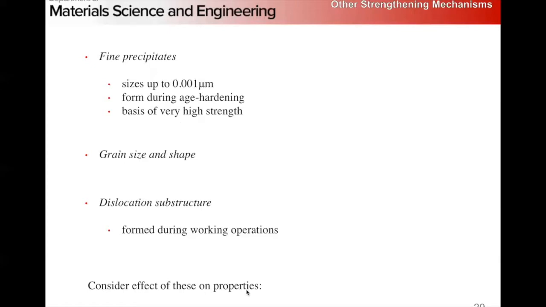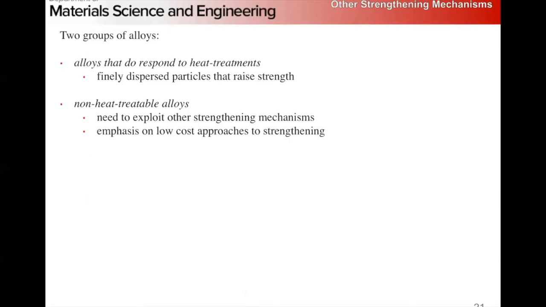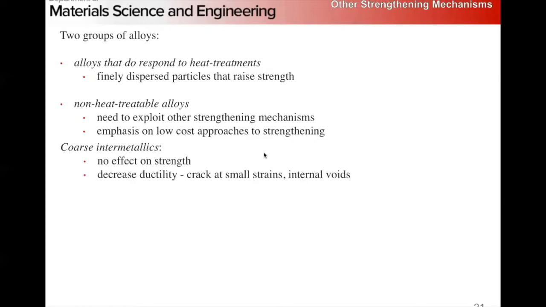So these are the microstructure features. What about the specific effects on the properties? Okay. Remember, we've got two types of alloys that we want to consider. Heat treatable alloys, where the very finely dispersed particles give rise to strength. And the non-heat treatable alloys, where we need to exploit all the other strengthening mechanisms that we talked about today. And the emphasis is going to be on working these: how can we get low-cost approaches to strengthening, right?